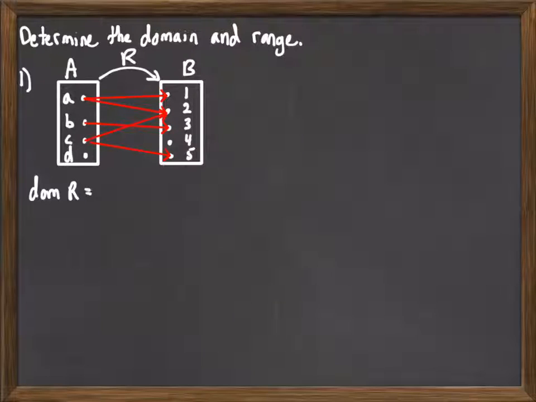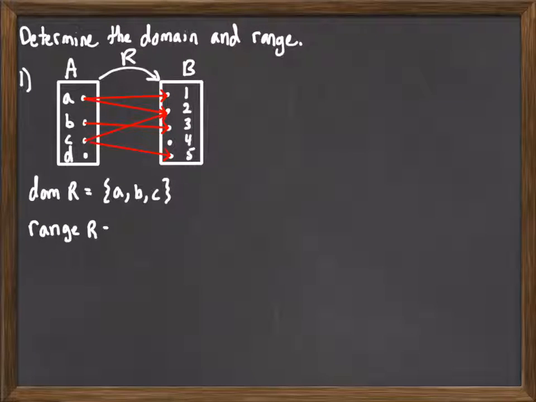So for the domain, we would look in set A at each thing that actually has something being related to it, or is actually being related to something. And that would be the letters A, B, and C. D does not have anything, is not related to anything, so he does not get to be a part of the domain. Then we can talk about the range.